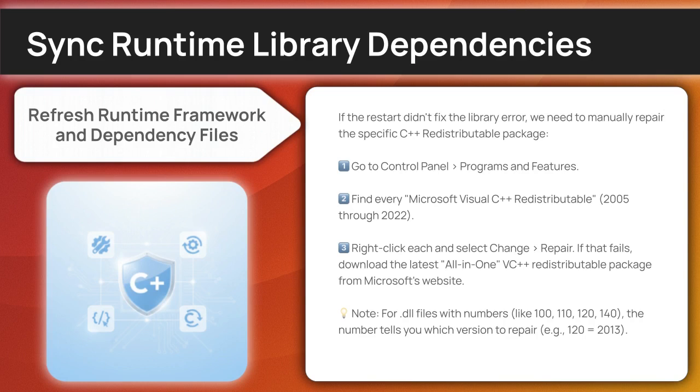If the restart didn't fix the library error, we need to manually repair the specific C++ Redistributable package. First, go to Control Panel, then select Programs and Features. Second, find every Microsoft Visual C++ Redistributable 2005 through 2022. Third, right-click each and select Change, then select Repair.